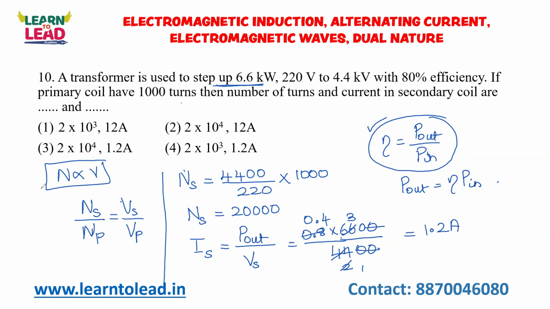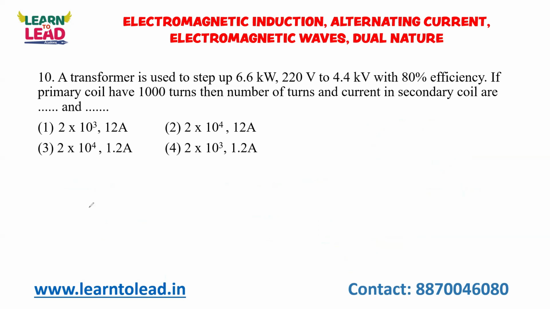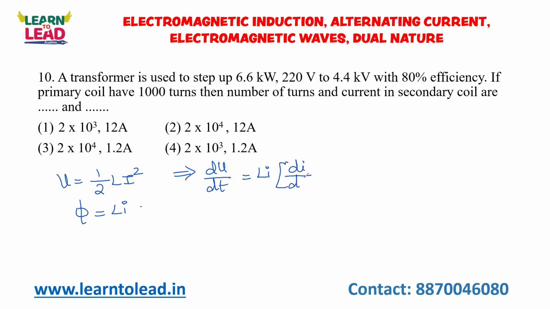So what are the concepts you have studied so far? What formulas have we seen? Magnetic storage, right? The formula for magnetic potential energy is half Li squared, and flux is equal to L into I. And suppose they ask about magnetic potential energy with respect to time. If it changes with respect to time, the formula is dU by dt is equal to Li into di by dt. Okay, so induced EMF is the rate of change of flux. Flux changing with respect to time is the induced EMF.